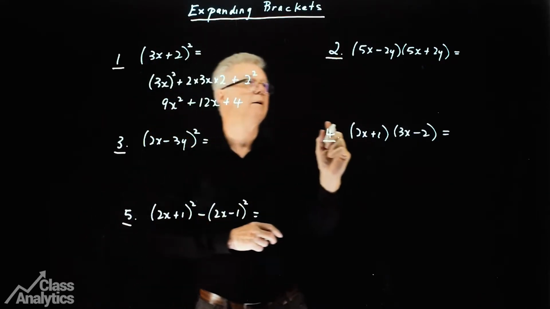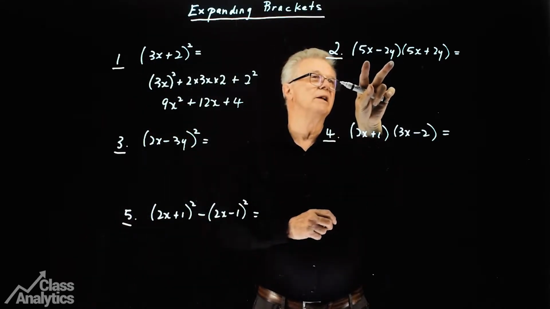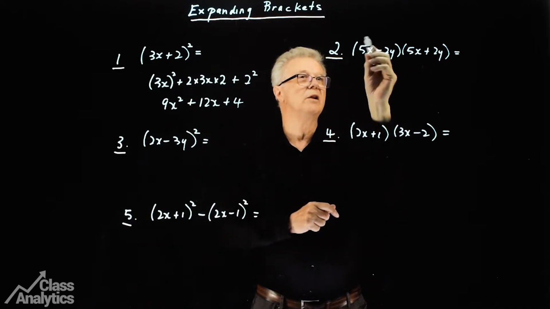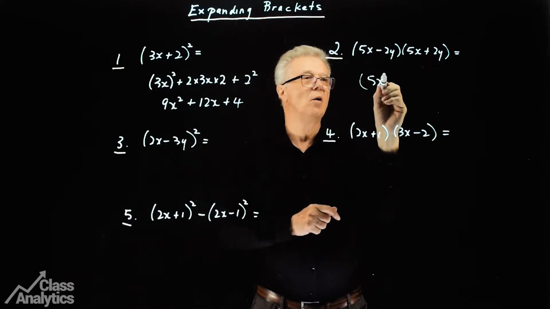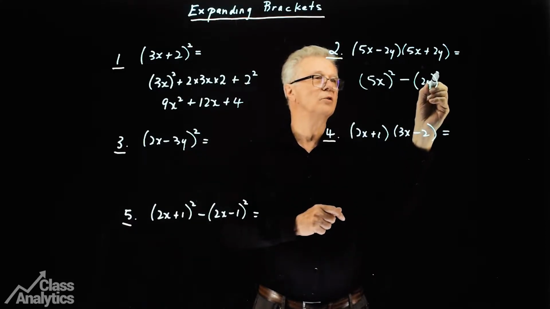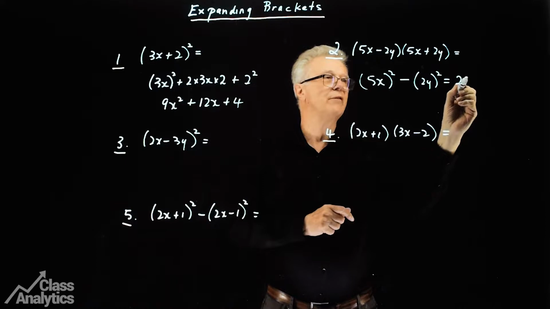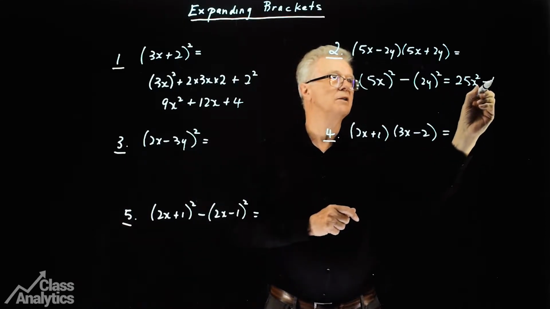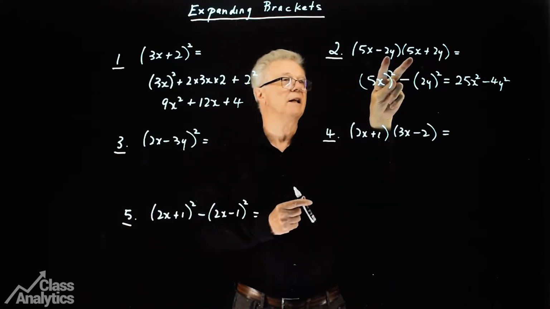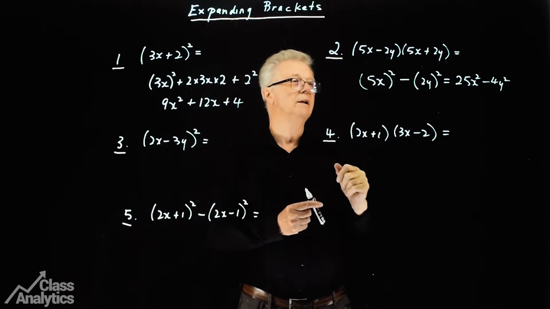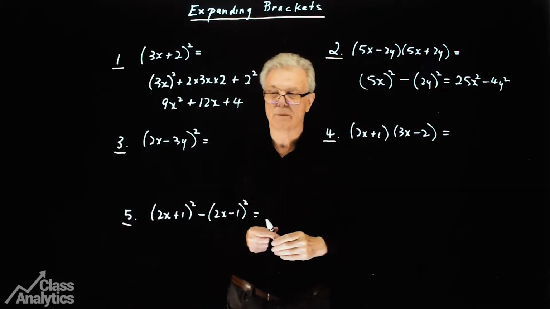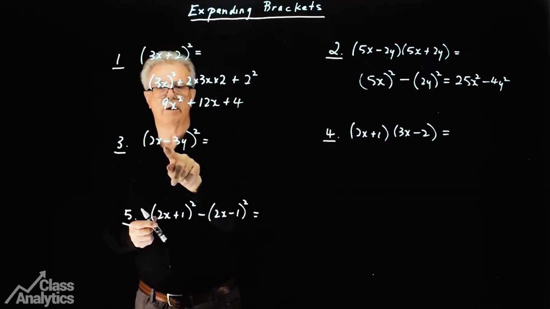Right, going over here. Now, because these are conjugates, that is the same thing but different signs, it's a very fast way of doing it. All we need to do is go 5x all squared minus, don't forget the minus, 2y all squared. And that gives me 25x squared minus 4y squared. That easy. If you use the technique of FOIL, you'll notice that the inside term and the outside term will drop out. So it's pointless doing it that way once you recognise this is the difference of two squares. This one, same as this type here with a minus sign, that's all it is.